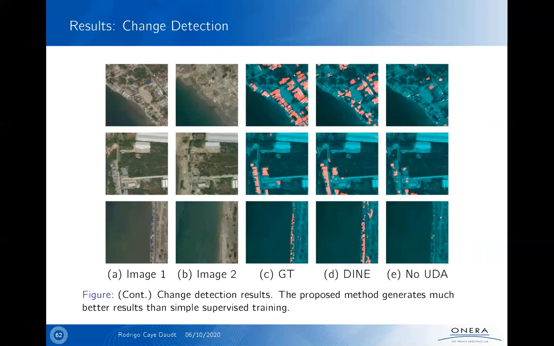So this leads to a much more accurate segmentation of the changes, even though we have not seen these types of natural disasters in the training data.